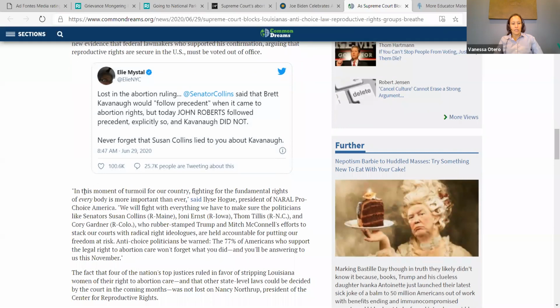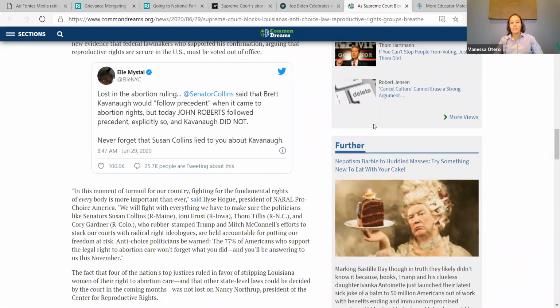Let's do one more line here, okay? "In this moment of turmoil for our country, fighting for the fundamental rights of everybody is more important than ever," said Elise Hogue, president of NARAL Pro-Choice America. All right, so I think you folks get the gist of that.